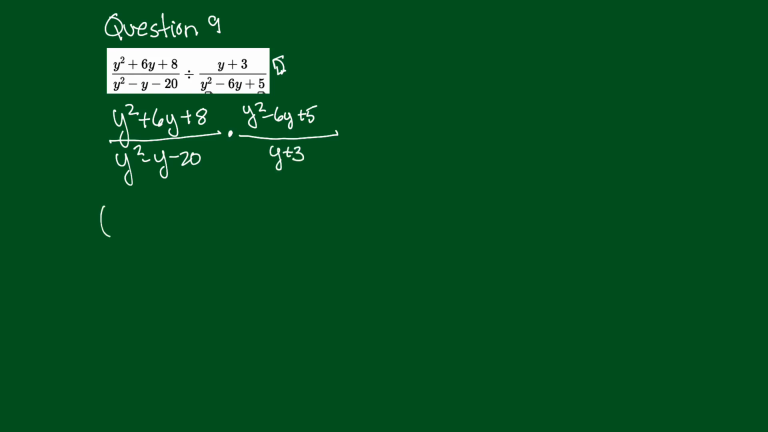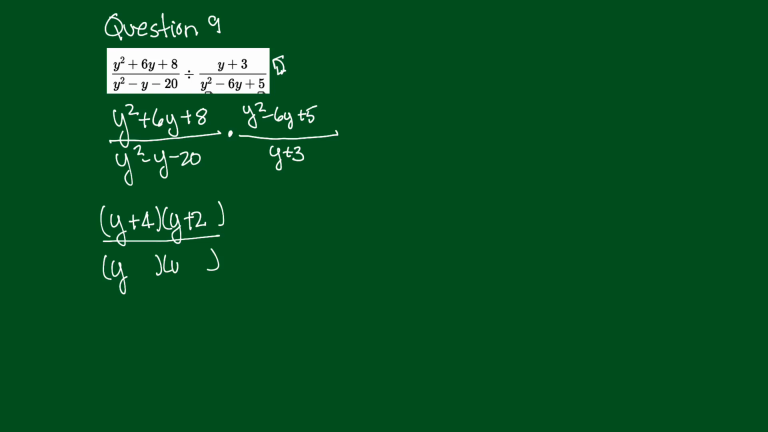Now let's start to factor. That top left, how about y and y? Now, can you see this? What two numbers multiply together to get 8 and add together to get 6? How about 4 and 2? 8's positive, so they have the same sign. Over. Now, what do we get here?